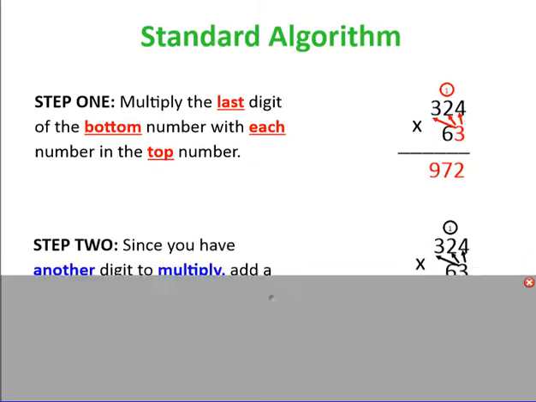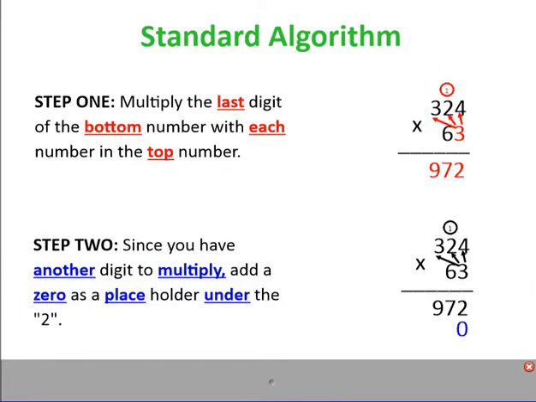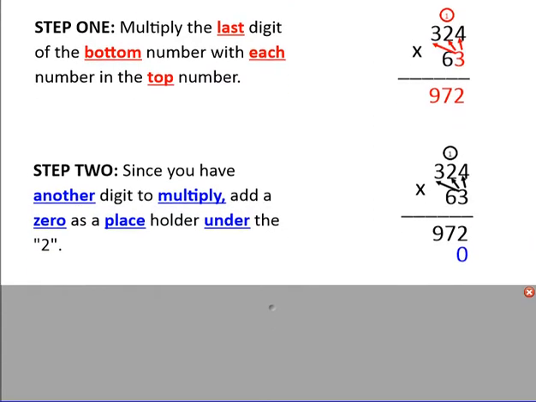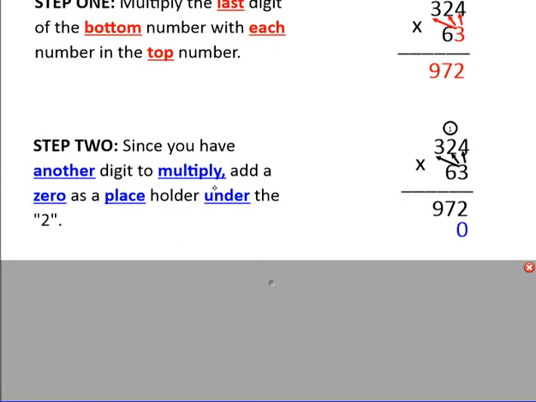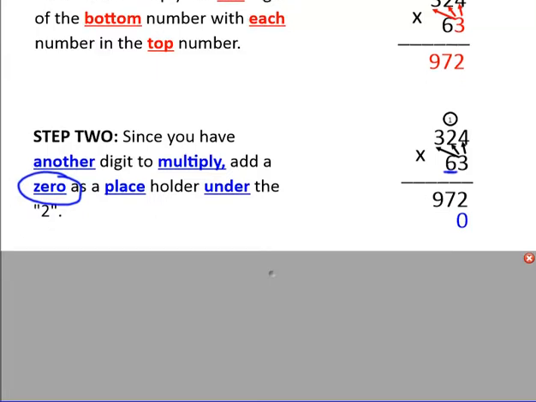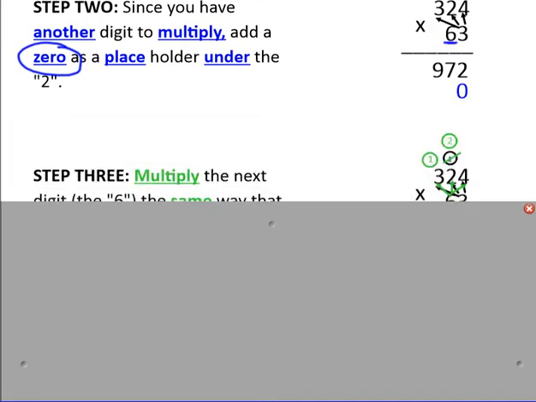Okay. Now, step 2. So step 2 says, since you have another digit to multiply, we're going to add a 0 as a placeholder under the 2. So all I did is I have my 972 from up here. It's just right here. Now it's in black, okay? And I'm going to add a 0 as a placeholder under that 2 because I now have this next digit, the 6, that we're going to get ready to multiply, okay? So let's go ahead and now move on to step 3.